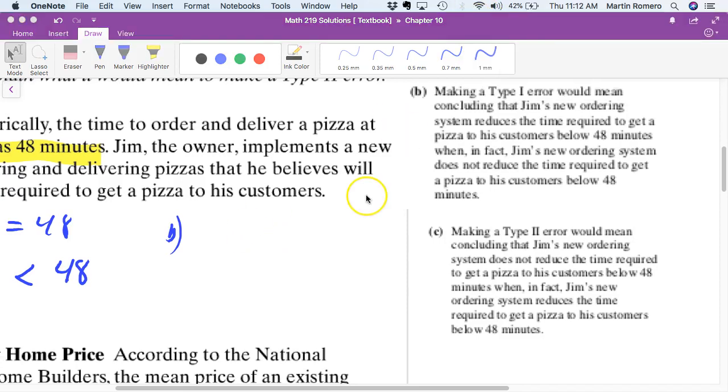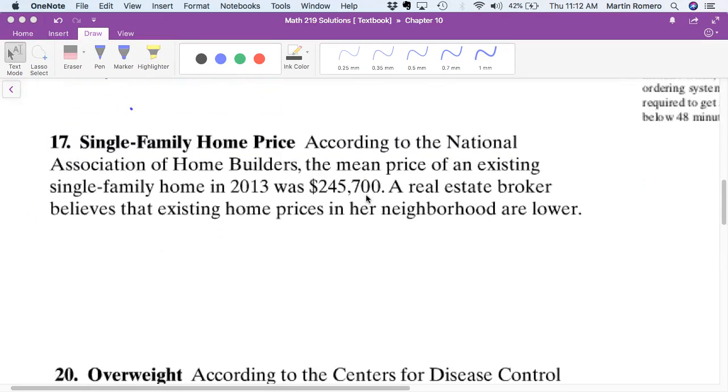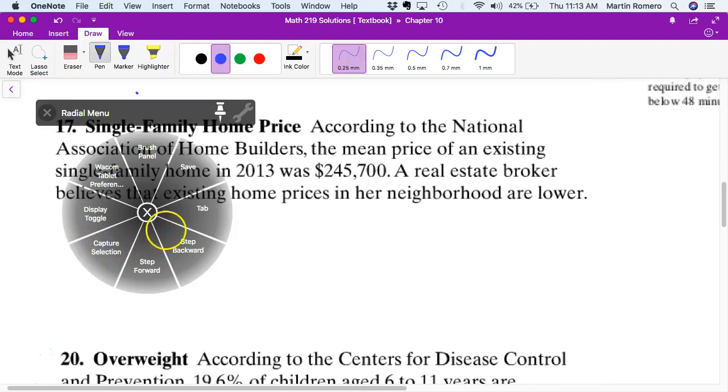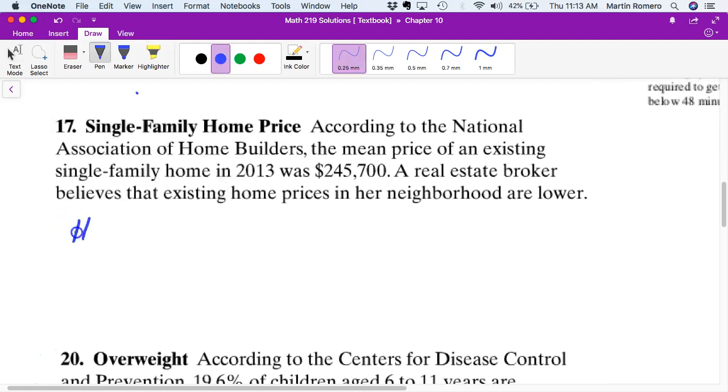Let's go ahead and look at the next one here. According to the National Association of House Builders, the mean price for an existing single home is $245,700. The real estate broker believes the existing home price in the neighborhood is lower. And so in this case, we will have a null hypothesis again to say that there's no difference. We would say that there was no change.